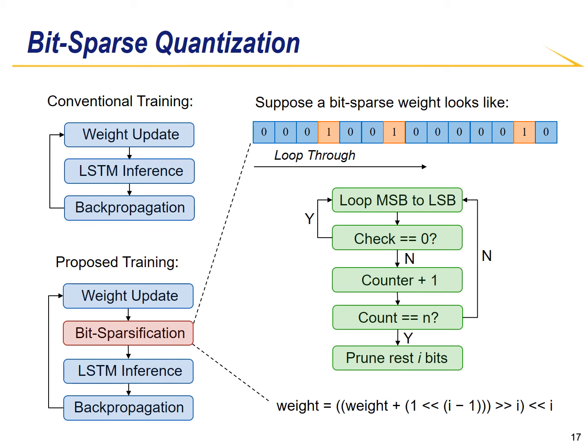The bit-sparse quantization is performed by adding a bit sparsification stage inside the loop of the LSTM training. For every weight update loop during the training, the weights are first converted to the bit-sparse data type, and then they are used for the inference. This figure shows the flowchart of the bit sparsification. Bits are checked one by one from the most significant bit to the least significant bit. Once the count of n has been reached, it rounds the value with the mathematical formula shown in this slide, which guarantees the converted weights comply with the bit-sparse definition.